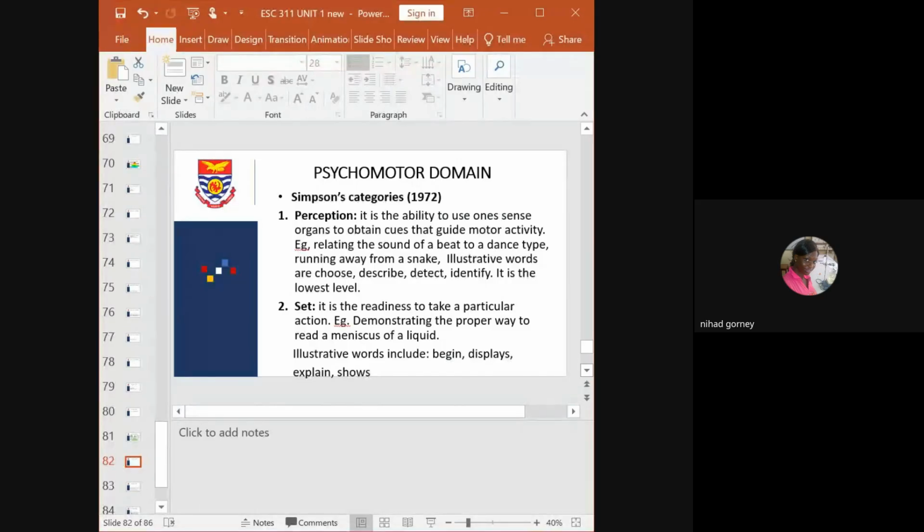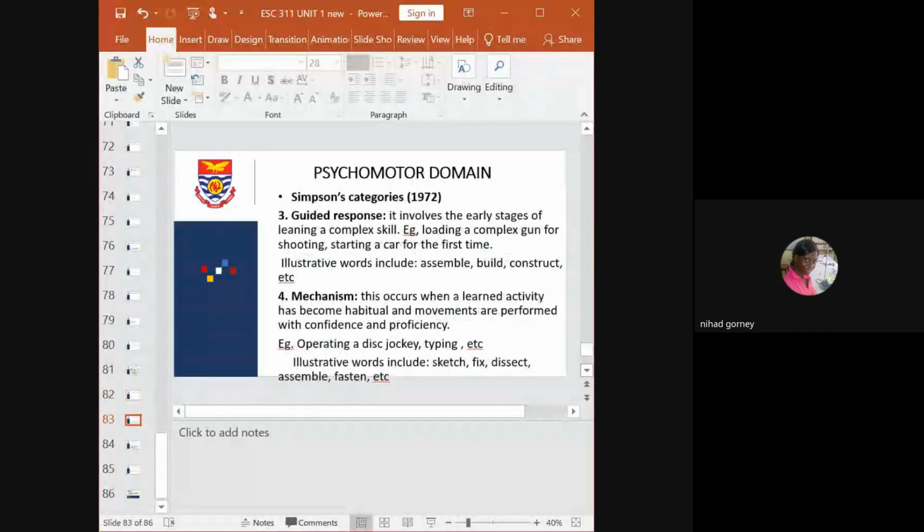The next higher one is set. That is how ready you are to take a particular action. So if you are going to demonstrate the proper way to read the meniscus of a liquid, how ready are you to take that particular action? To give a proper way to do something, that is at the set level.